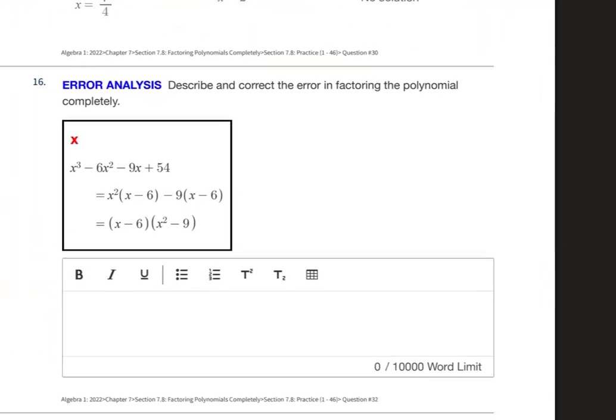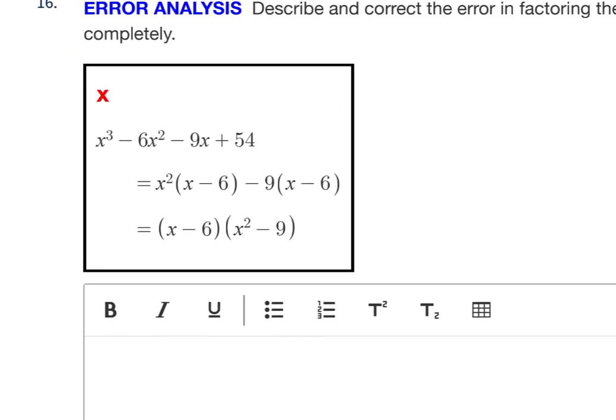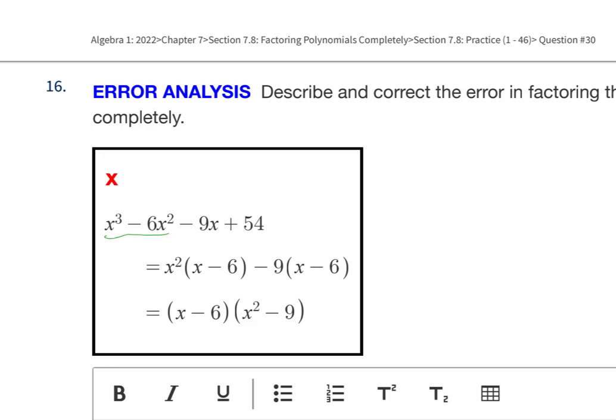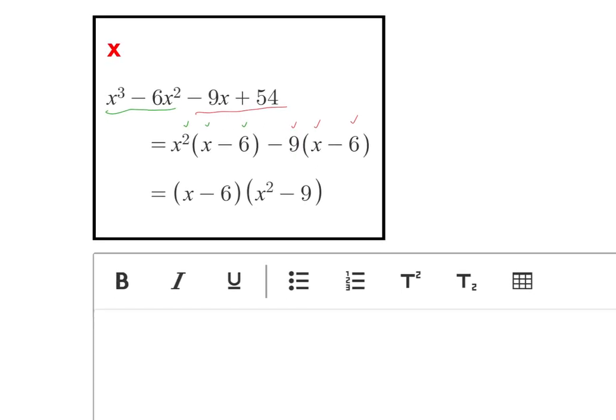Next, error. Describe and correct the error in factoring. So let's see. They said from this section, there's an x squared, so that's good, that's good, that's good. On this section, they said, let's take out a -9, so that's good, that's good, that's good. And let's see what's next. They take out x minus 6. They take out x squared minus 9.